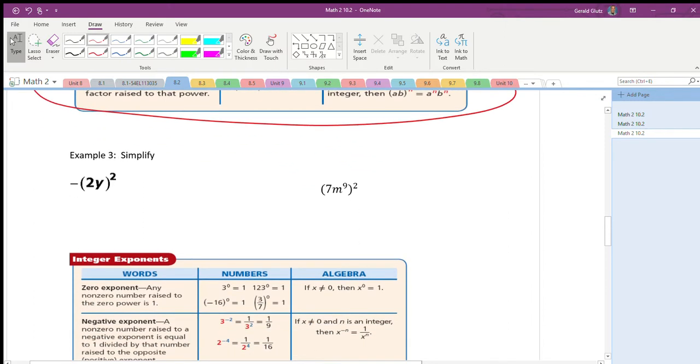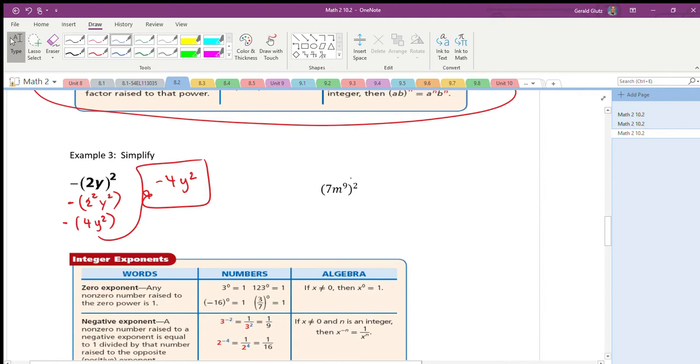So if I wanted to simplify example 3, this negative is going to stay on the outside. First I deal with parentheses and exponents. So I have 2 squared times y squared. 2 squared is 4. When I have a negative sign, that's kind of like multiplication, so that's why I'm doing the exponents in the parentheses before I do this negative sign. Now I can distribute the negative, so my final answer is negative 4y squared.